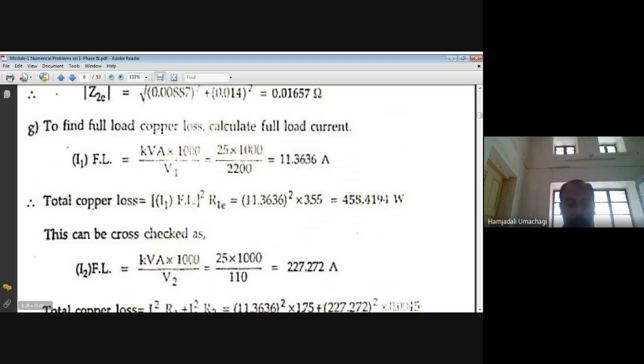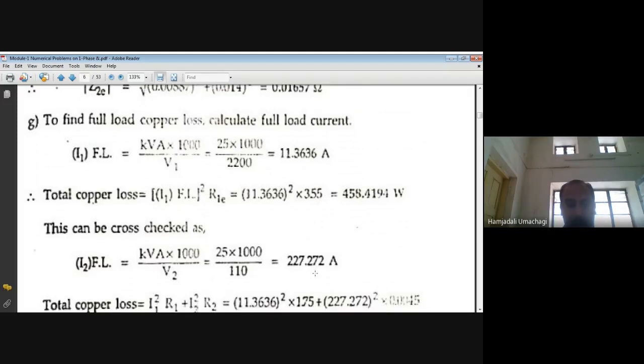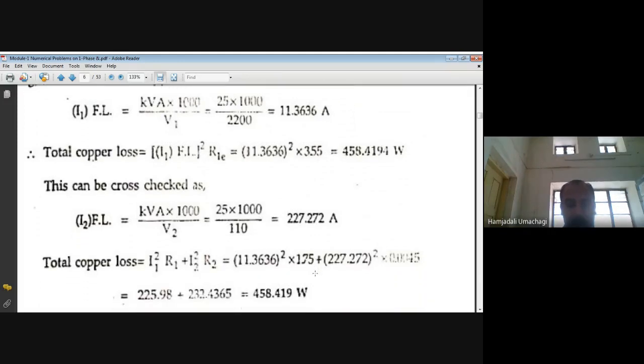I2 FL is equal to kVA 1000 divided by, instead of V1 now I should take V2 because this is secondary current, secondary voltage. So once again kVA is 25 into 1000 divided by V2, which is given as 110. So full load current on secondary side is 227.272. Now calculate total copper loss.